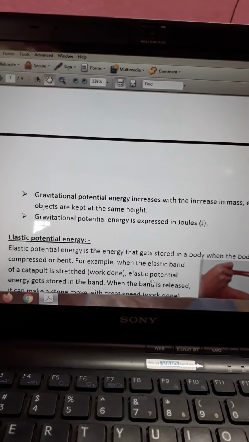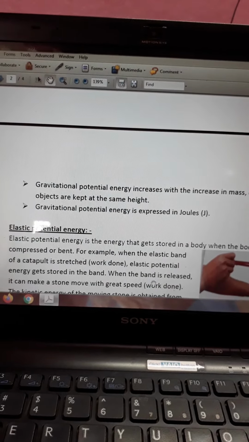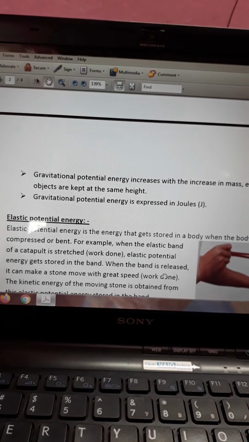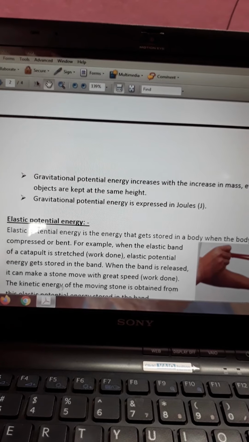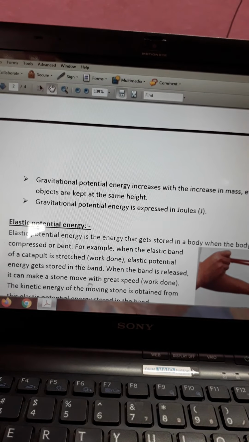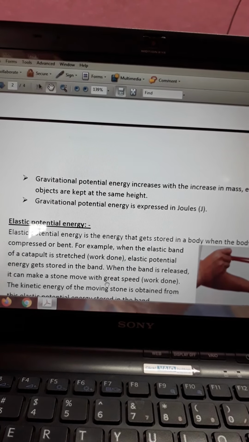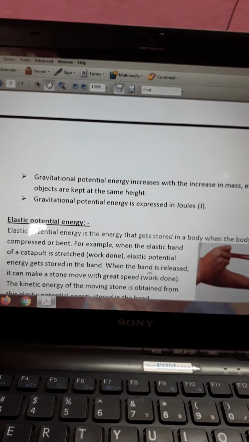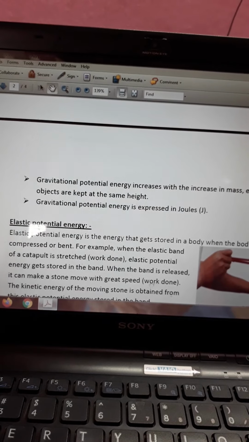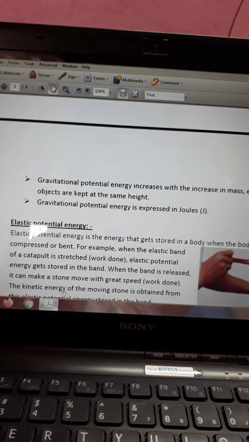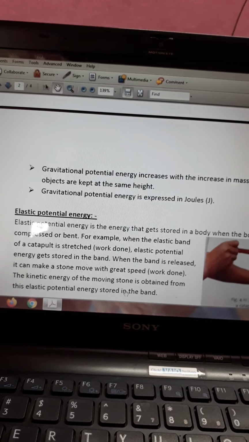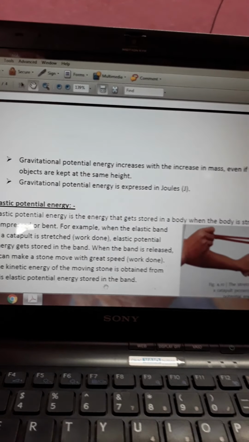When the band is released, it can make a stone move with great speed. There is also work done there, because the stone moves with great speed. There is displacement after applying a force, and due to that applied force the displacement happens. So we say that work is done there. The kinetic energy of the moving stone is obtained from this elastic potential energy stored in the band.